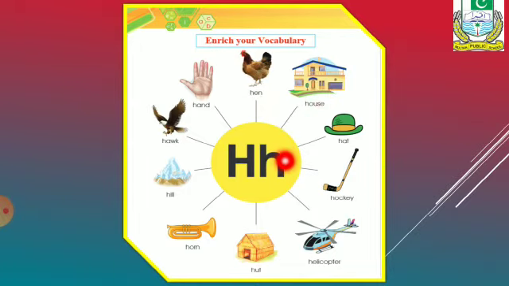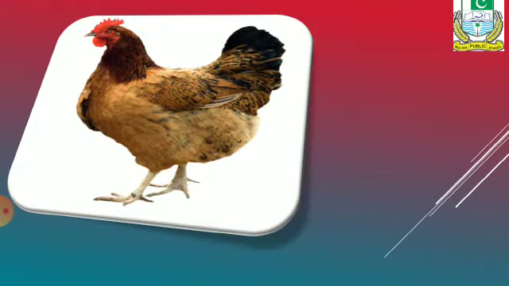Okay, hen, house, hat, hockey, helicopter, hat, horn, hill, hawk, hand. Okay, dear students, now let's have a look at these vocabularies individually. Okay, what do we see on the screen? It is a hen.